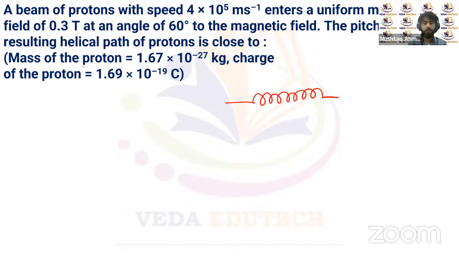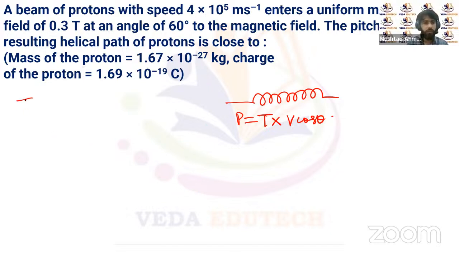the pitch of the helical path is actually nothing but the horizontal distance traveled in one complete time period, right? That will be time multiplied by the horizontal component, that's v cos theta. The pitch of the resulting helical path of protons is, right?